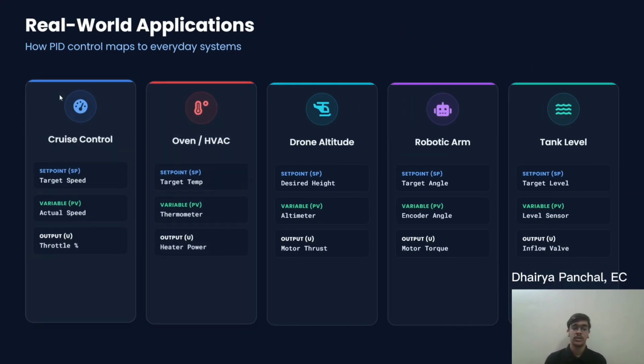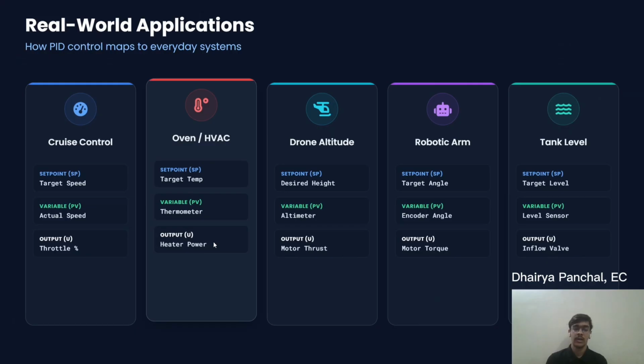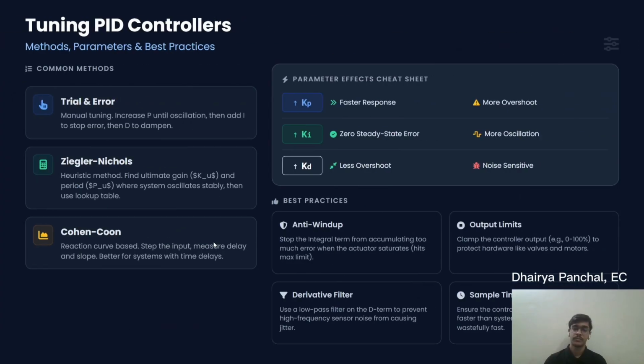So real world applications of PID, as we discussed earlier, are for car cruise controls, your oven or air conditioning systems, your drone altitude measurement, your robotic arms, and your water tank levels.